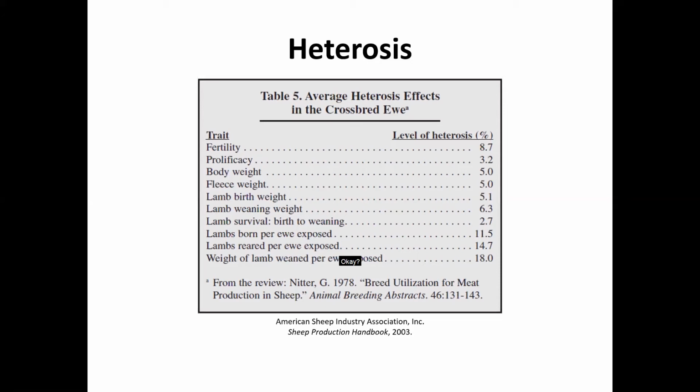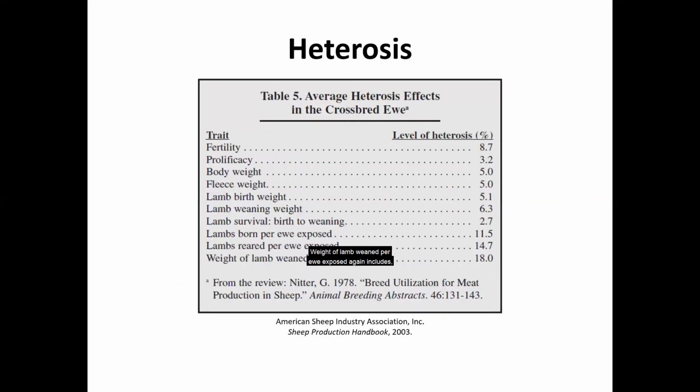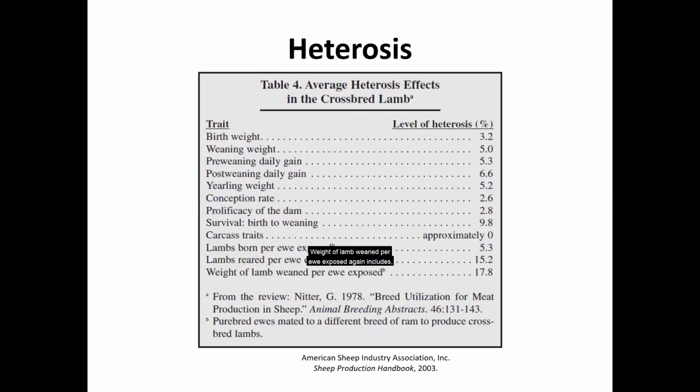Okay, the purple adds an 18% boost above and beyond the green. We'll go back to that just to see that. Okay, in the crossbred lamb, you also have heterosis as a powerful tool, and lots of traits listed at the top, but let's go to the bottom. Weight of lamb weaned per ewe exposed. Again, includes many of those different things from survival to growth to carcass traits, but an 18% boost just from the parents being crossbred.